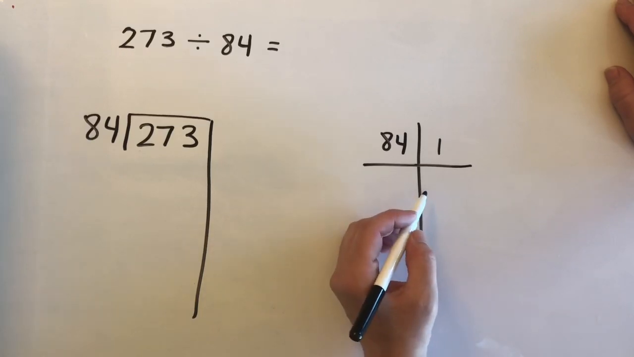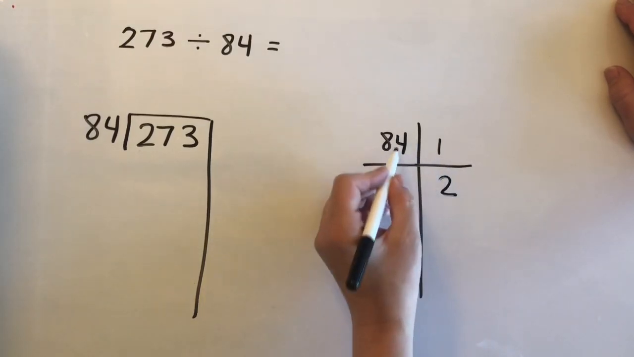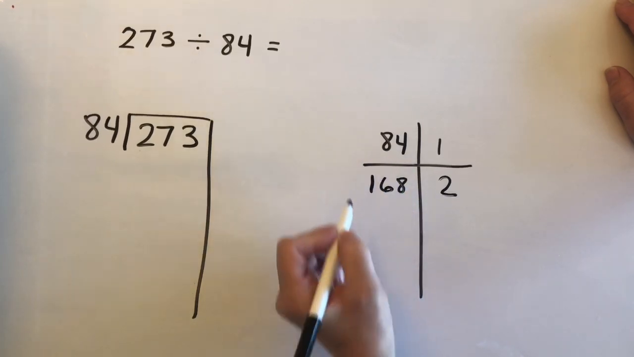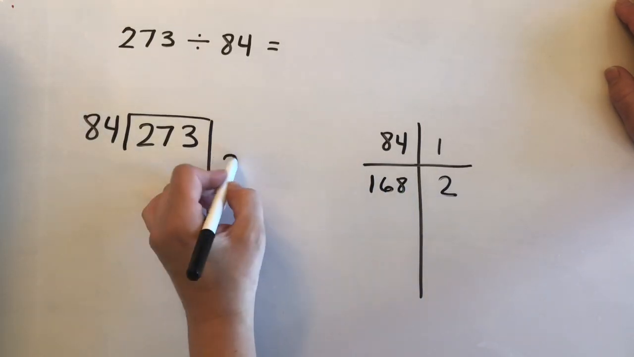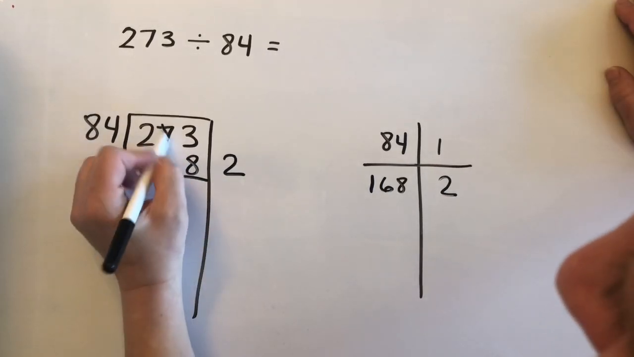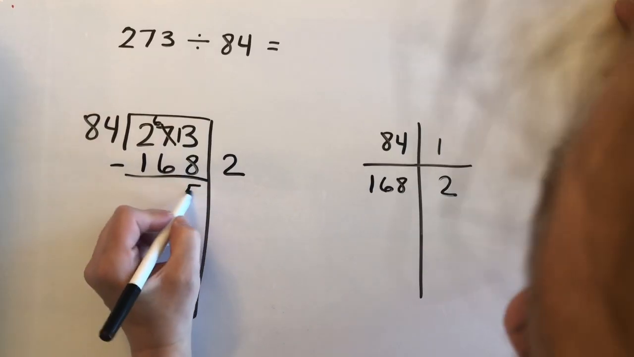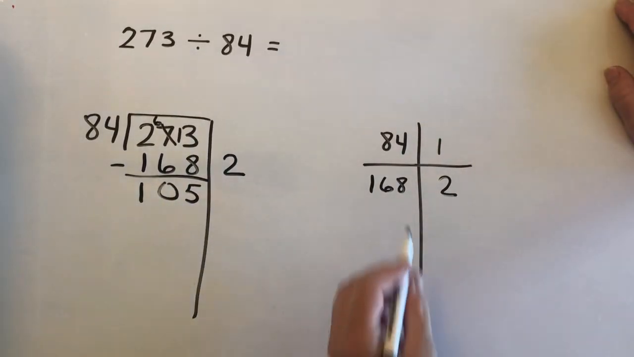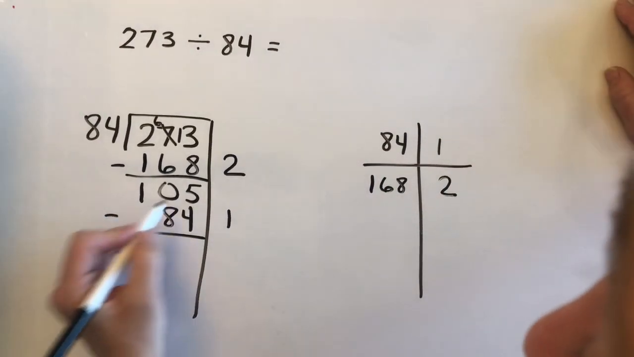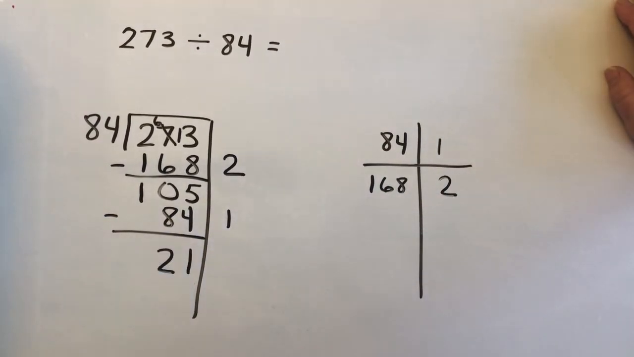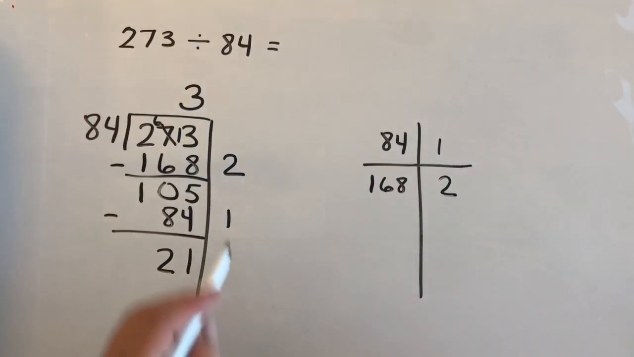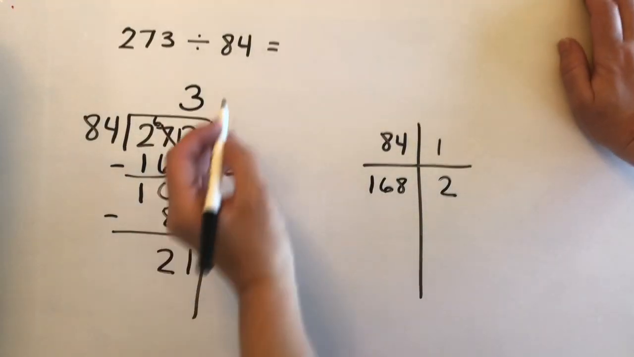I could do 2 groups, like if I doubled it, that would be 168, which is pretty close. So let's just try 2 groups here. So if I have 168, let's subtract. Gives me 105 left. And then we'll do one more group of 84. 21 left over. So my answer is each student will get 3 cookies and 21 is the remainder.